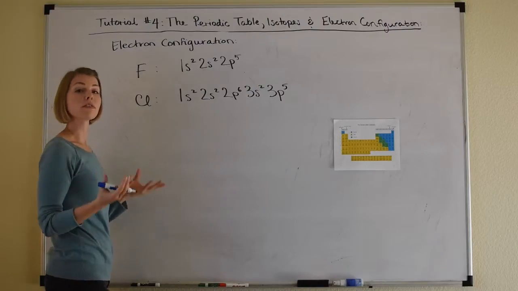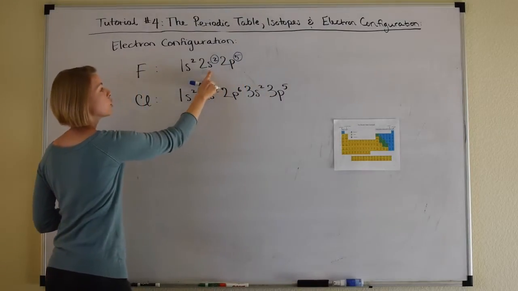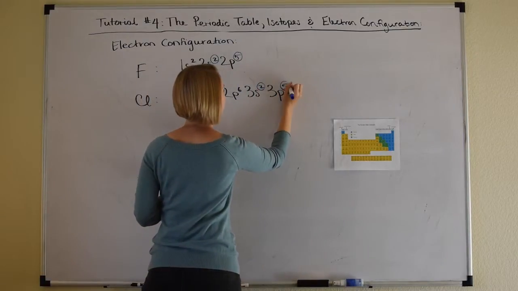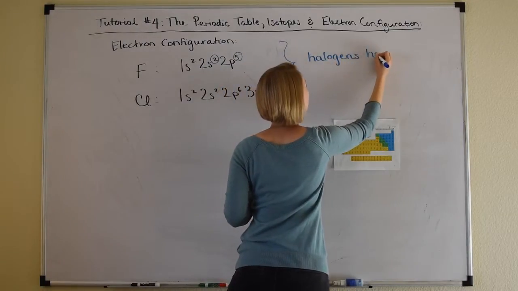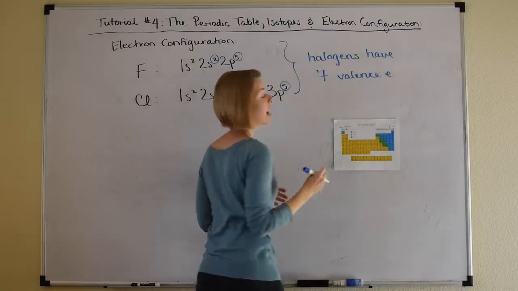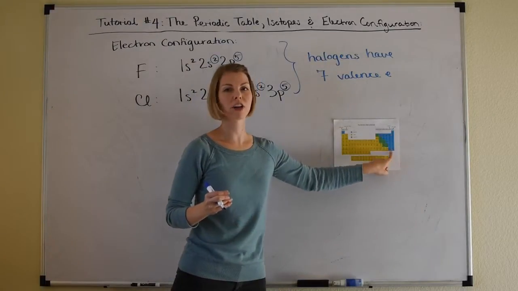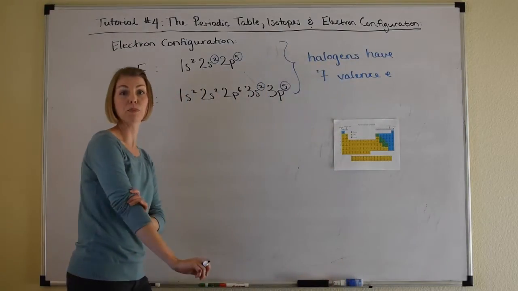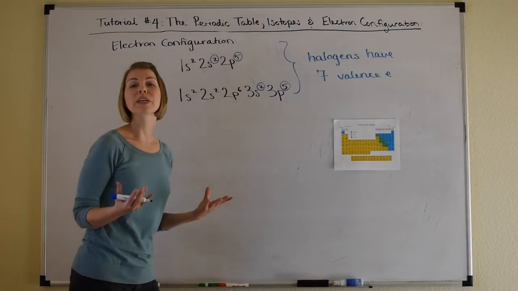What you're going to find is that all of your halogens have 7 valence electrons, 2 in their outermost s and 5 in their outermost p. Okay. And of course, you could have gotten that from the group number. The halogens are group 7. All of your halogens are going to have 7 valence electrons, 2 in their outermost s and 5 in their outermost p. Okay? So not surprising, all of your halogens are going to be highly reactive as well.